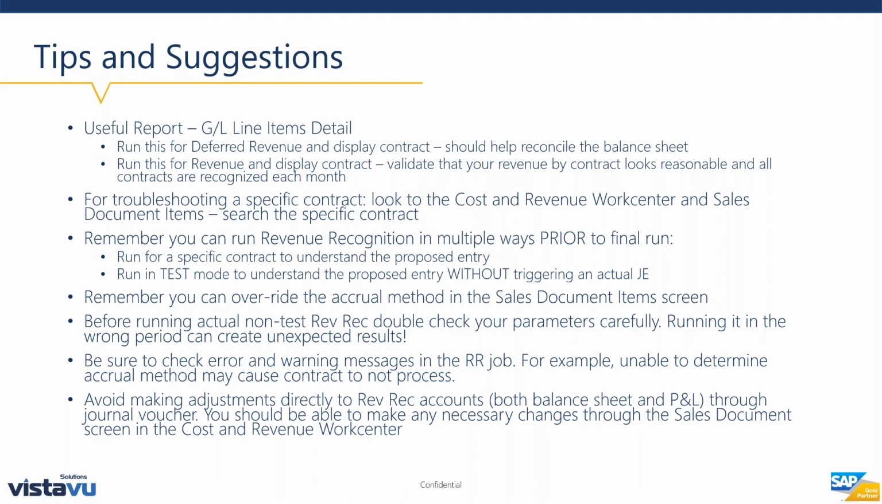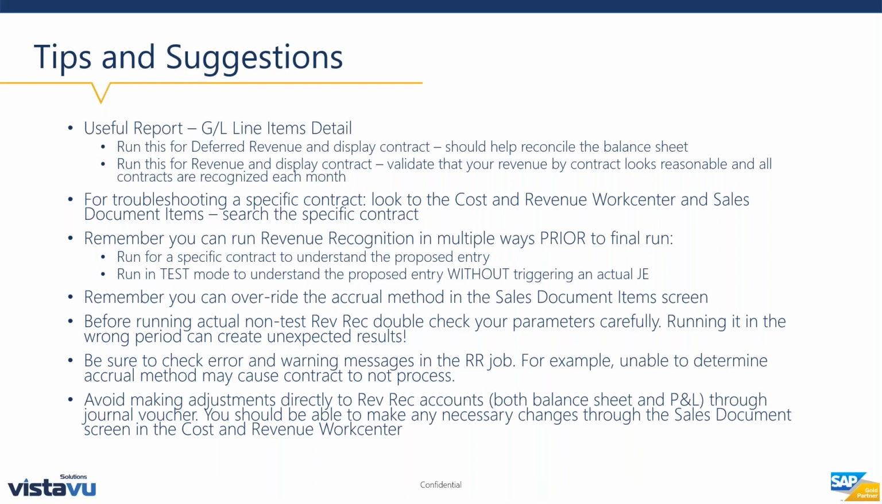Be sure to check the error and warning messages. We didn't have any error or warning messages come up, but you saw that tab. I showed it to you quickly. If, for example, there's a contract where it can't determine the accrual method, that's the sort of thing that'll show up in the warning screen, and then you can address that issue and rerun the job.